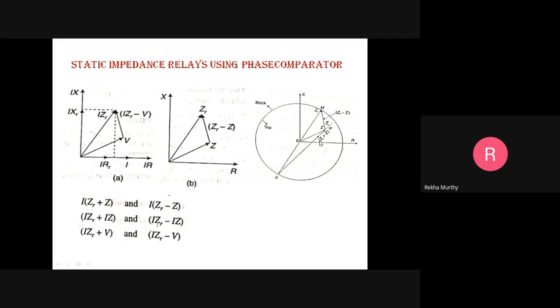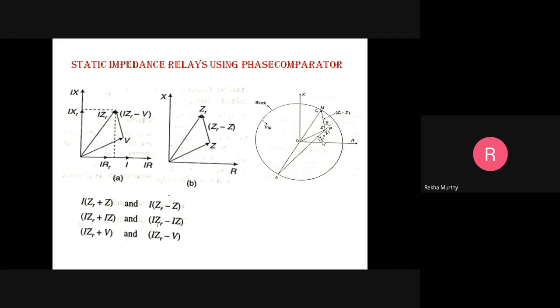I hope this is clear. Why is this ZR plus Z? Because this is the value of minus ZR, and this is Z. So when you take the difference between those two, it becomes Z minus of minus ZR, which will give you Z plus ZR.